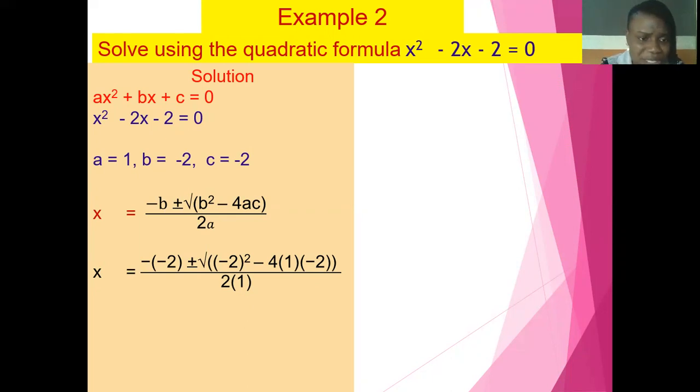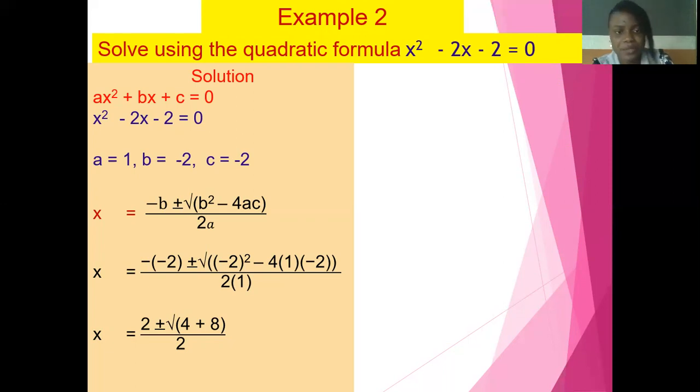So by the time we simplify this, minus 2 gives us 2, and then minus 2 all squared gives us 4. Now, take note again. We have minus 4 times 1 times minus 2, right? But we have a minus in the middle and a minus in front of 2. So that gives us plus. Now, be very careful about that. Now, 4 times 1 is 4, times 2 is 8. Okay? So you have 2 plus or minus square root of 4 plus 8, all over 2.